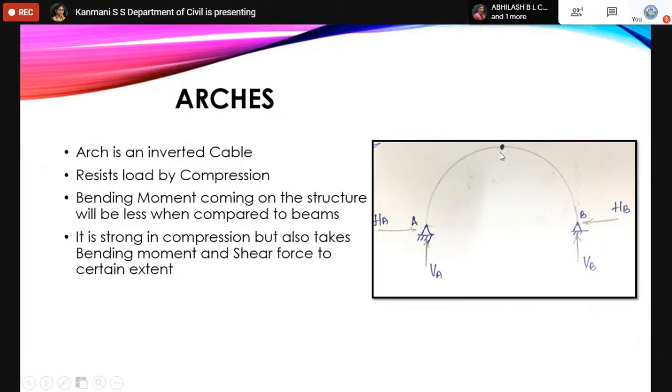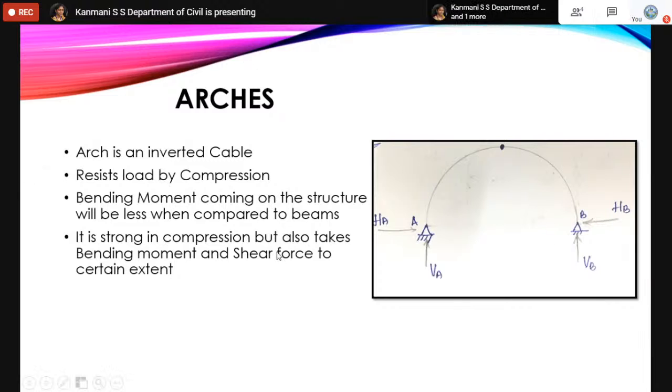And consider this as joint C, which is a hinge provided at the crown. The crown is nothing but the highest or peak point in the arch. So this arch resists the load by providing compression. That means it is pushing the support or abutment towards the center, so that whatever load comes, it resists through compression. Against the compression force, it shows compressive stress.